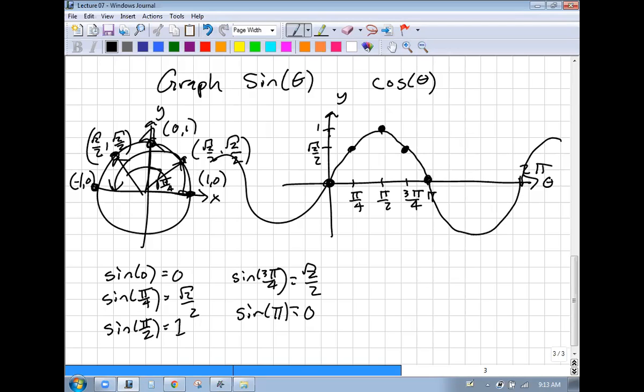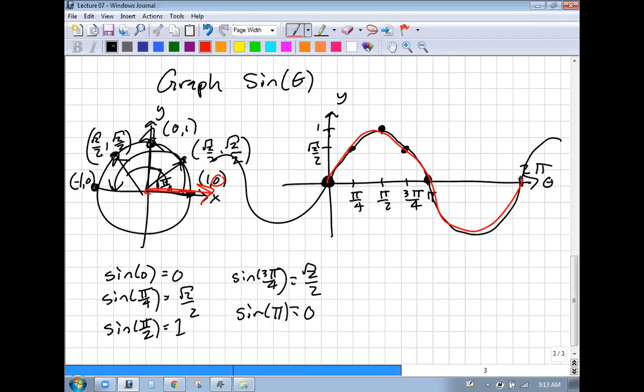For sine, again, we're graphing sine. It starts right here. Sine of 0 is 0. So we know it starts at the origin, right? Right here. The angle 0 corresponds to the y value 0. So this is your basic piece of sine. Everything else is just copies of that, okay?